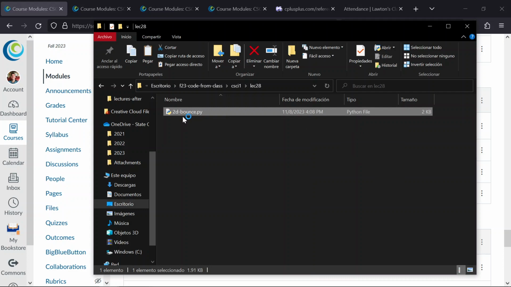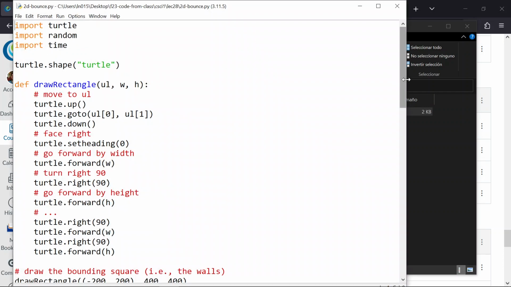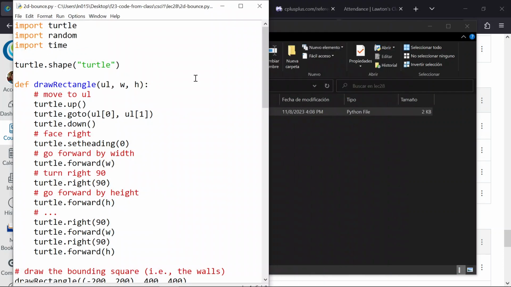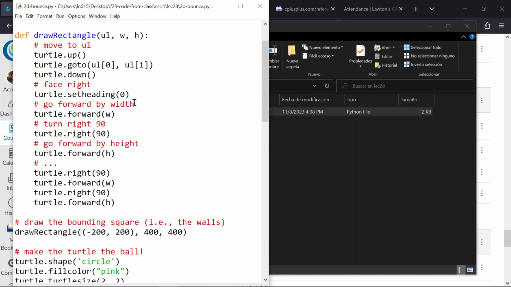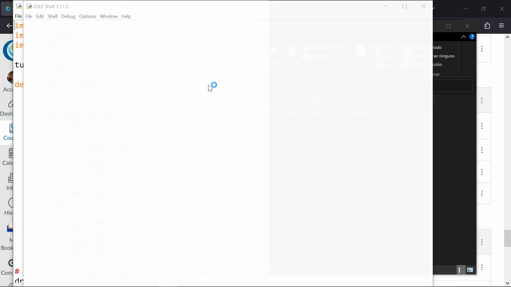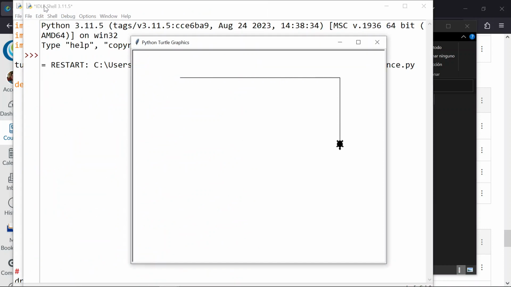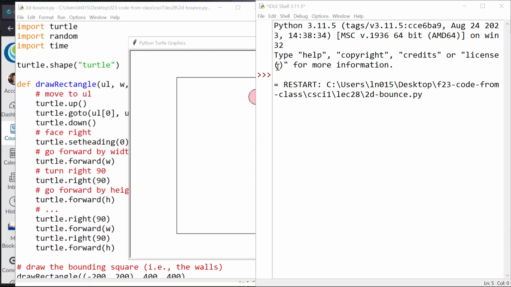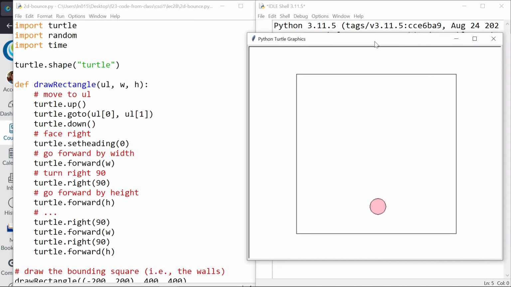So if you'd like to follow along, you can go to our code from class page. This is from lecture 26, I think. And so here was just the normal 2D bouncing stuff that we did even before that. It was the up and down only. Remember that? Don't worry about the rest, but here's that one.